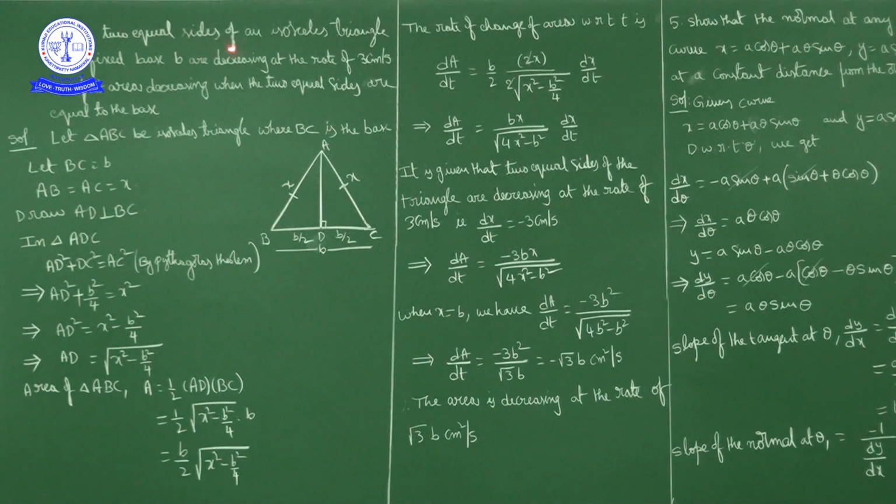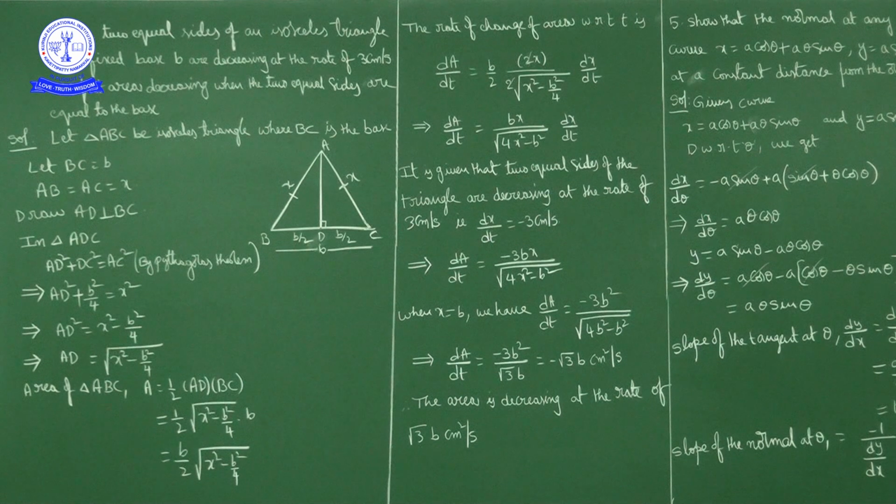The two equal sides of an isosceles triangle with fixed base b are decreasing at the rate of 3 cm per second. How fast is the area decreasing when the two equal sides are equal to the base?